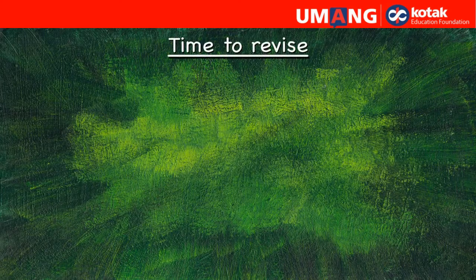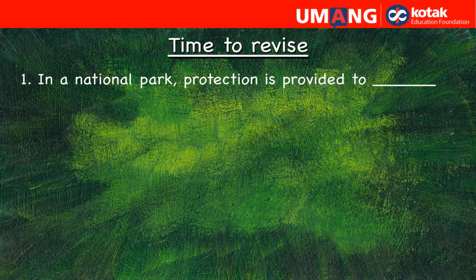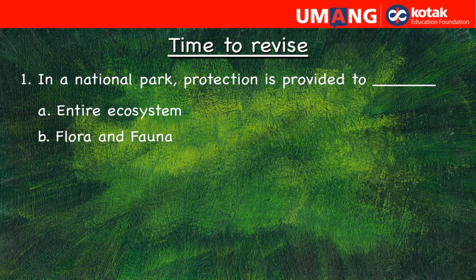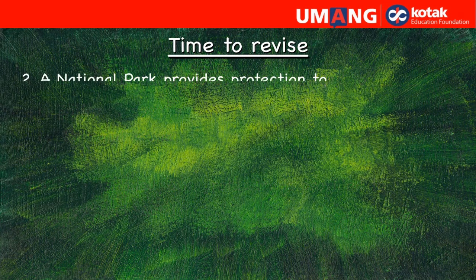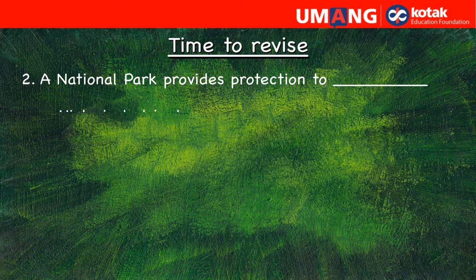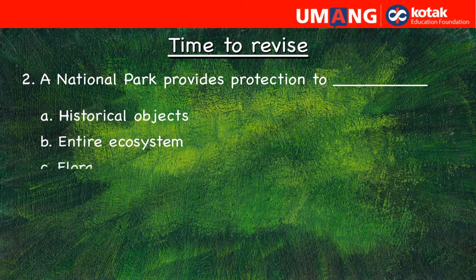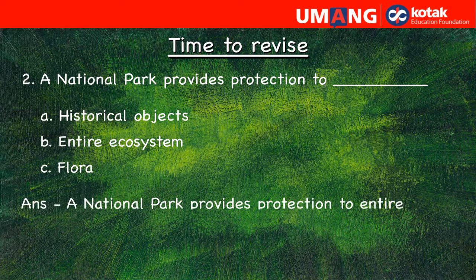Now it's time to revise. In a national park, protection is provided to entire ecosystem of flora and fauna. The answer is, in a national park, protection is provided to flora and fauna. A national park provides protection to historical objects, entire ecosystem of flora. What is the answer? Yes, the answer is a national park provides protection to entire ecosystems.